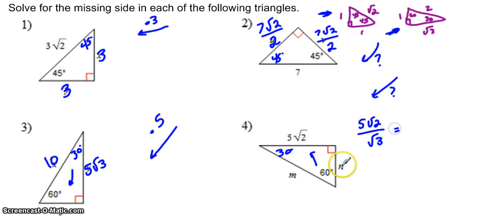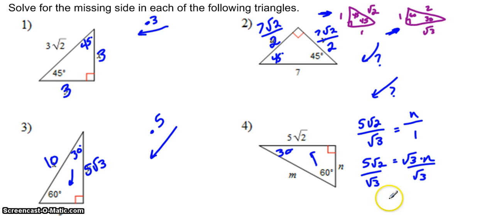Okay. Now let's go for n first. N is going to match up with 1. And so 1 times 5 square root of 2 is 5 square root of 2. N times the square root of 3 is square root of 3 times n. Divide them both by the square root of 3 to get n by itself. And we get n equaling 5 square root 2 over the square root of 3.